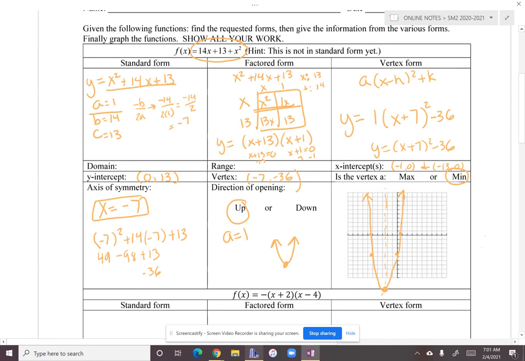Numbers weren't so nice. But then the last thing, domain and range. Domain is always going to be -infinity to infinity, and range will be from -36 to infinity.